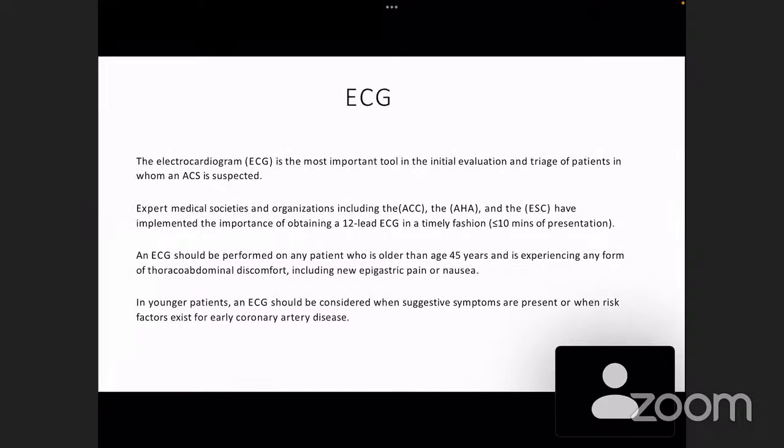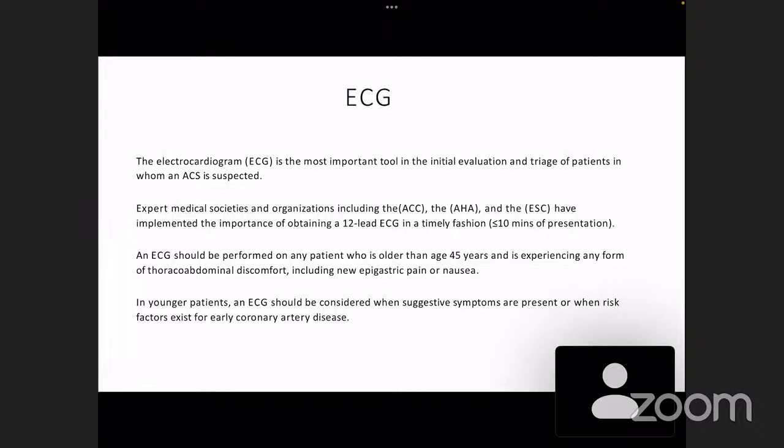The ECG is the most important initial evaluation, as expert medical societies and organizations have emphasized the importance of obtaining a 12-lead ECG in a timely fashion. It should be done within 10 minutes of presentation. The ECG should be performed on any patient older than age 45 experiencing any form of thoracoabdominal discomfort, including new epigastric pain or nausea.